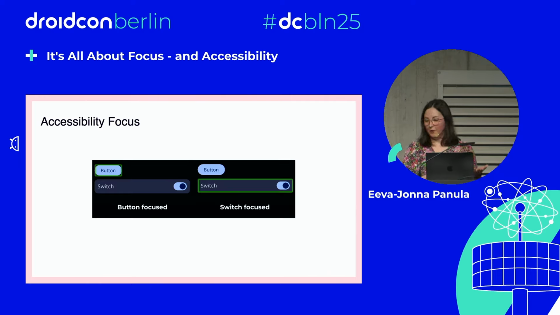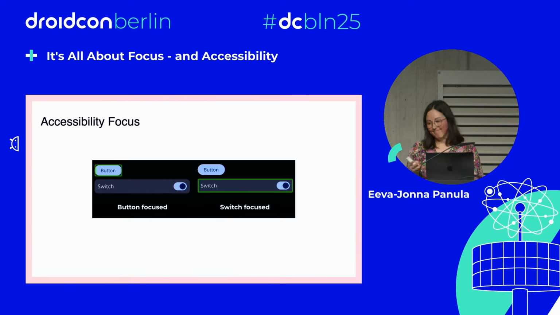In the first one, there is a button which has a green rectangle around it, which means that, in this case, TalkBack is focused on this button. And in the second one, the green rectangle is around the switch. The good thing is you don't need to do anything about this indicator, because that's already handled by, for example, TalkBack or the screen reader that the user is using. So at least something is handled by default, and we, as developers, don't need to care about that one. That's good news.